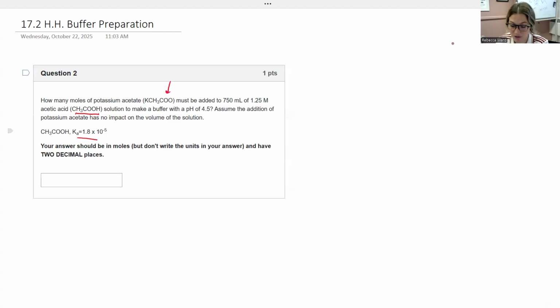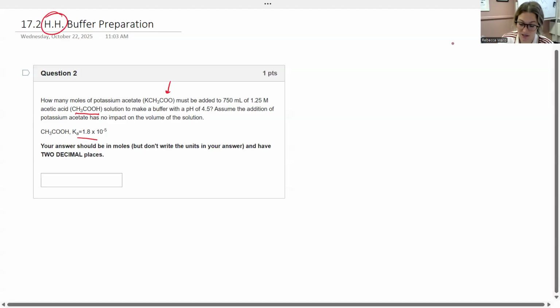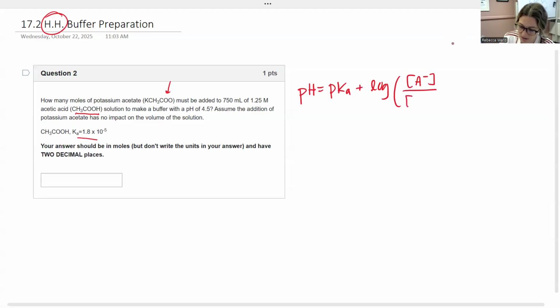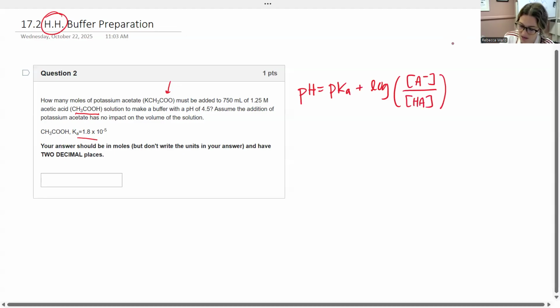So pretty quickly, as soon as I see that word buffer and that I'm going to make it, I'm thinking Henderson-Hasselbalch. That's why I've titled this HH up here. The Henderson-Hasselbalch is: pH of a buffer equals the pKa of the weak acid plus the log of the concentration of the conjugate base over the acid. So in this case, we can solve for this.